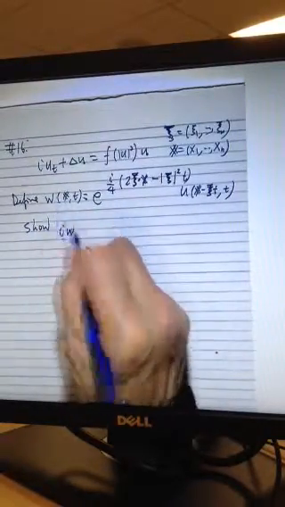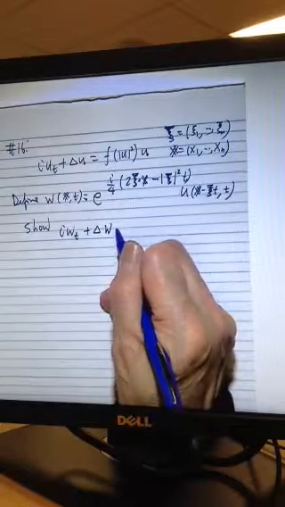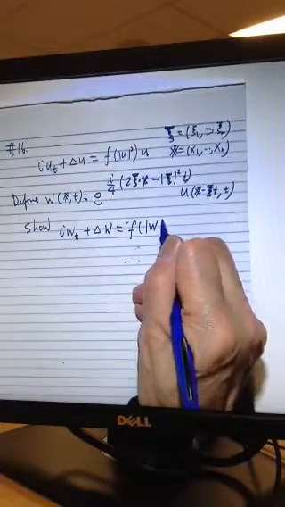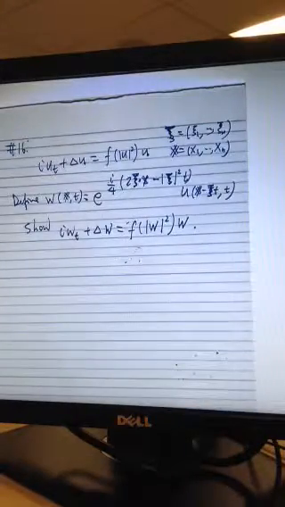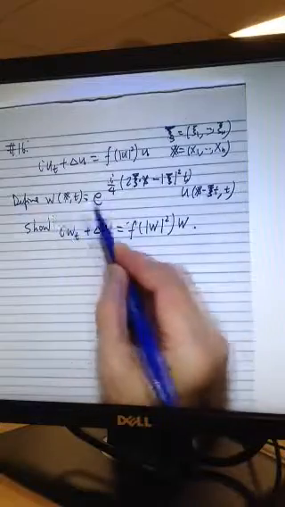w satisfies the same equation. So this guy plus the Laplacian of w equal to f of |w|^2 w. That's what we want to show, that it satisfies the same equation. Basically just take derivatives. So all right, I'm going to take derivatives.